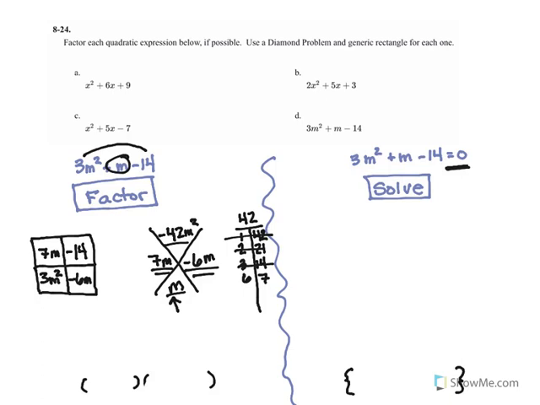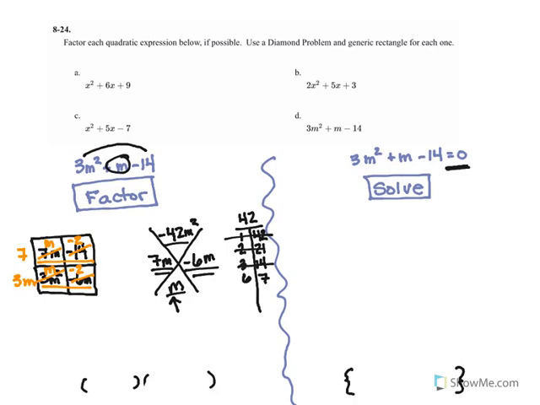On my top row, I can pull a 7 out of both of those. And if I do that, I'm left with just an m here. Negative 14 divided by 7 is negative 2. On my bottom row, I can pull out a 3 and an m. If I do that, I'm just left with an m here. And if I do negative 6 divided by 3, I am left with negative 2. And then I took out my m, so there's no more m's left.